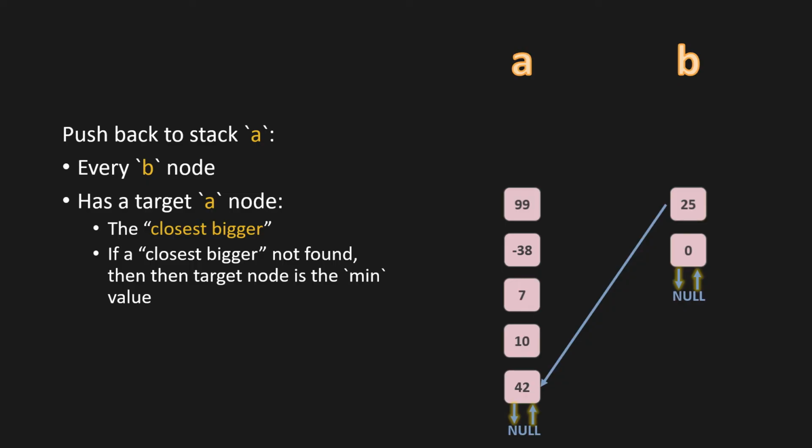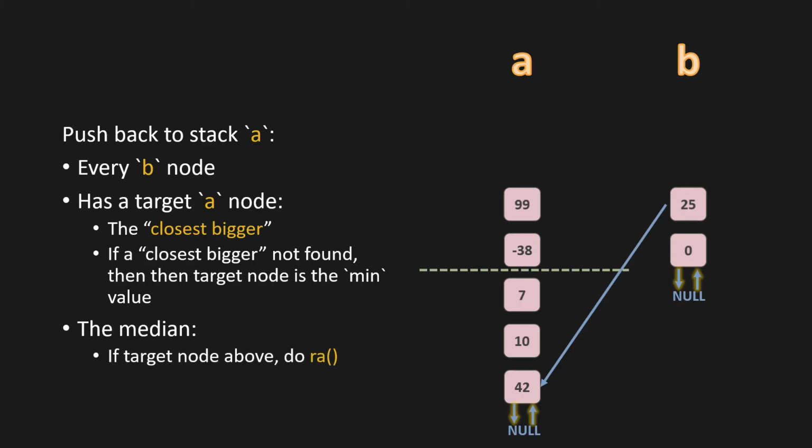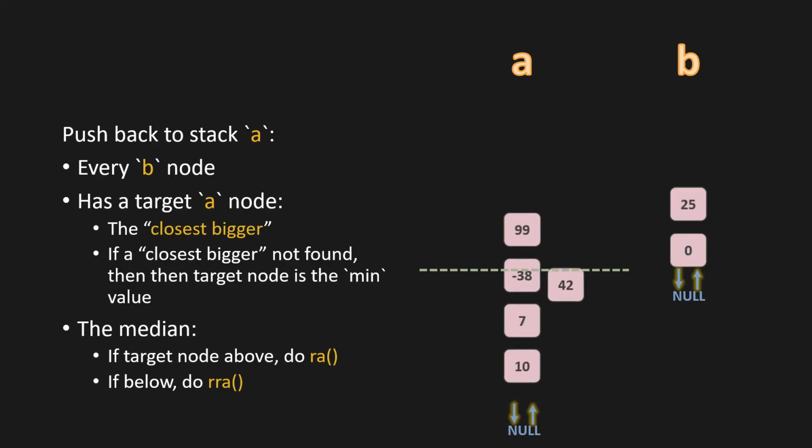Now we either rotate or reverse rotate stack A so that the target node is on top. Imagine a line right in the middle of stack A. This helps us figure out whether we rotate or reverse rotate depending on whether the target node is above or below this line. If our target node is above the line, then it will take less instructions if we do rotate. And if our target node is below the line, it will take less instructions to do reverse rotate to bring our target node to the top. In this current state, we reverse rotate to bring our target node to the top.